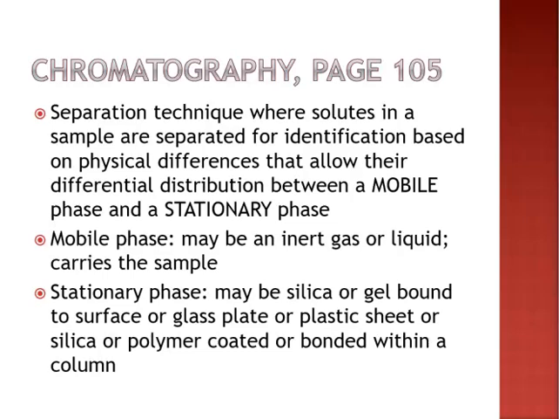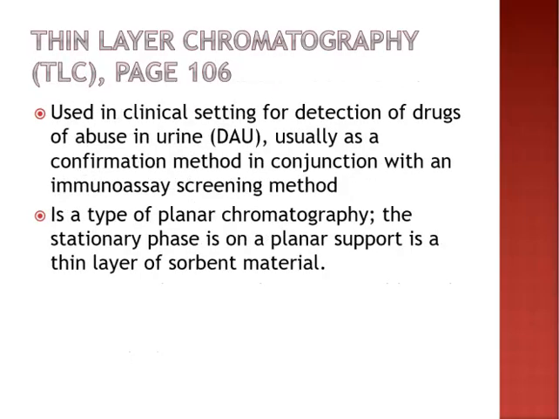The mobile phase may be an inert gas or liquid which carries the sample. For the stationary phase, there's a few different options. It may be a silica or gel bound to the surface. It may be a gel plate or plastic sheet, or it may be silica or polymer coated, or it may even be bonded within a column. So again, the stationary phase has some different options. There are some different types of chromatography. Let's first talk about thin layer chromatography, also known as TLC.